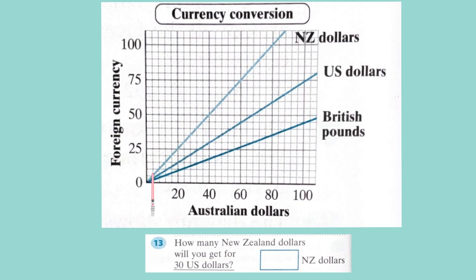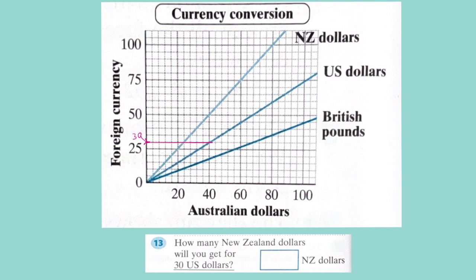We're dealing with New Zealand dollars, which is this line here going up, and also US dollars, which is this line going up here. Now we need to anchor 30 US dollars. $30 in foreign currency will be, this is 25, so this one will be 30. And then we go to US dollars, 30 US, that's that middle line right up here.